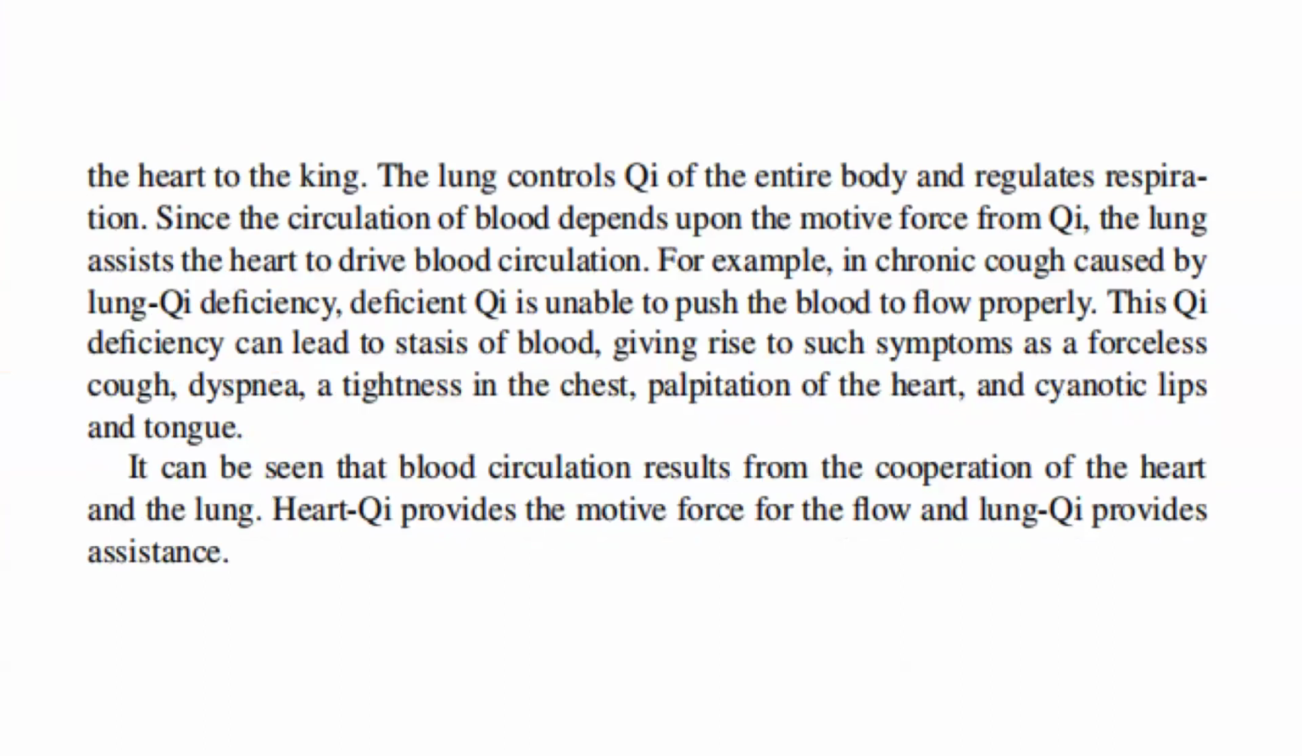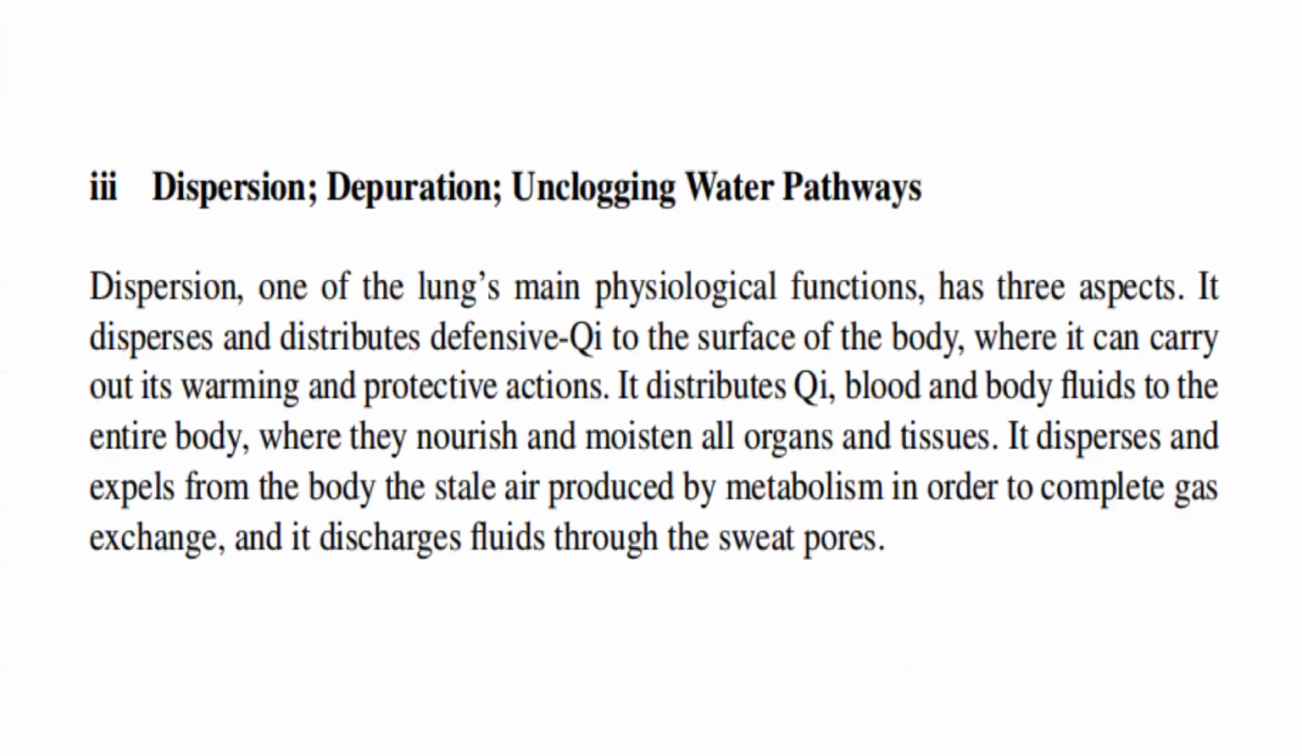Since the circulation of blood depends upon the motive force from chi, the lung assists the heart to drive blood circulation. For example, in chronic cough caused by lung chi deficiency, deficient chi is unable to push the blood to flow properly. This chi deficiency can lead to stasis of blood, giving rise to such symptoms as a forceless cough, dyspnea, a tightness in the chest, palpitation of the heart, and cyanotic lips and tongue. It can be seen that blood circulation results from the cooperation of the heart and the lung. Heart chi provides the motive force for the flow, and lung chi provides assistance.